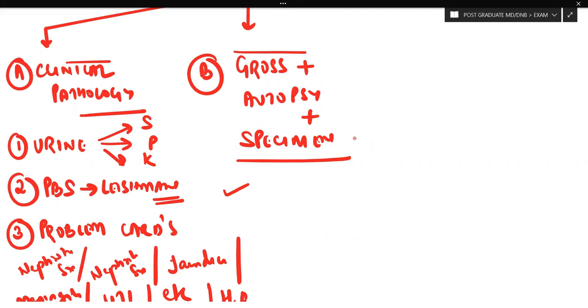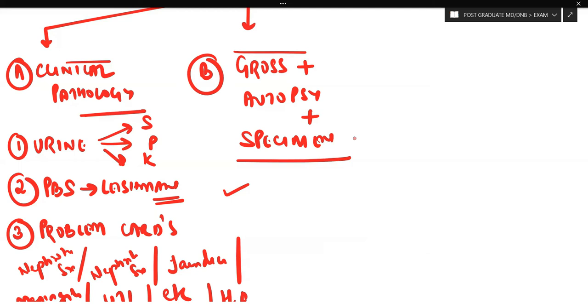Whatever specimens are kept, you will already be told about that. There is nothing to be worried about. If you have done the practicals nicely in the 3 years, then you know the gross specimens. And what will they mainly ask you in the gross? They will ask you how you can make a differential diagnosis looking at a tumor. For example, if an ovarian mass is kept, and that ovarian mass is mucinous, then it is giving us a hint that it is a mucinous ovarian carcinoma. So there are many such specimens kept in the exam from which you have to take an idea.